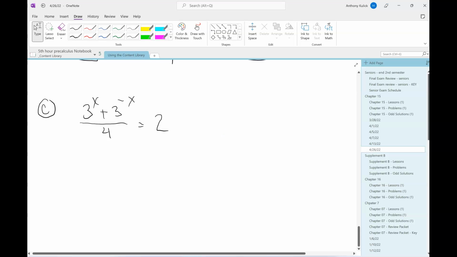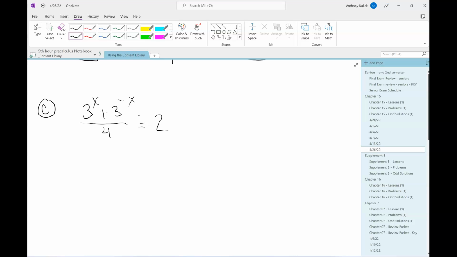So let's say we have 3 to the x plus 3 to the negative x equals 2. Yeah, of course. So you look at this, and there's a bunch of things in here that should be like, oh, boy, that's kind of a problem. So right away, what kind of things do you see that are like, this is an issue?